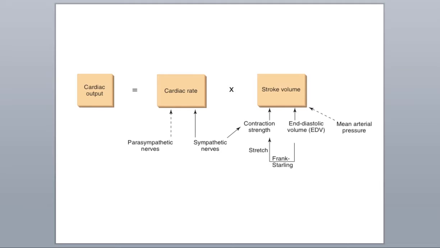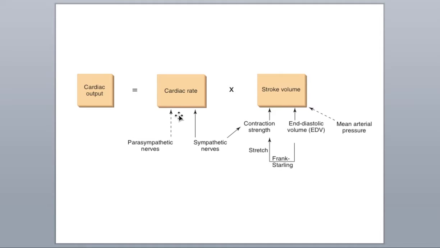So, a figure from your book, kind of describing what I talked about in the last few slides here. If we look at cardiac output and some of the things that are going to affect it. Again, cardiac output is equal to the cardiac rate, or heart rate, times stroke volume. Now, looking at cardiac rate or heart rate, the parasympathetic nerves are going to affect it.